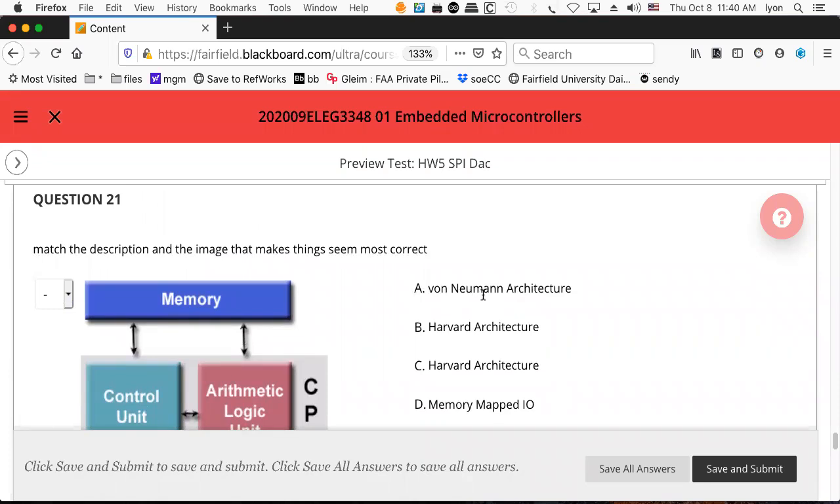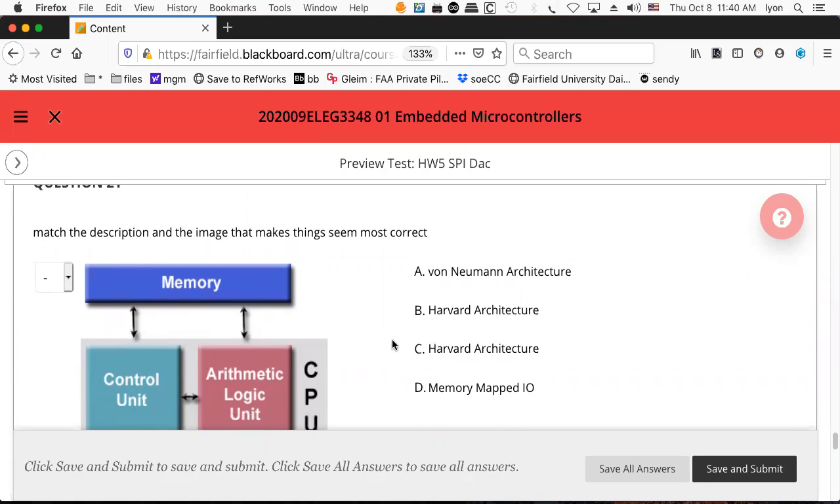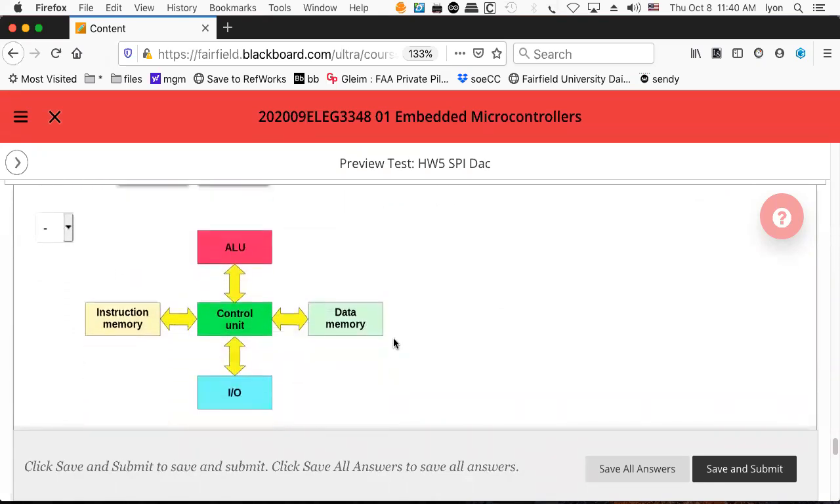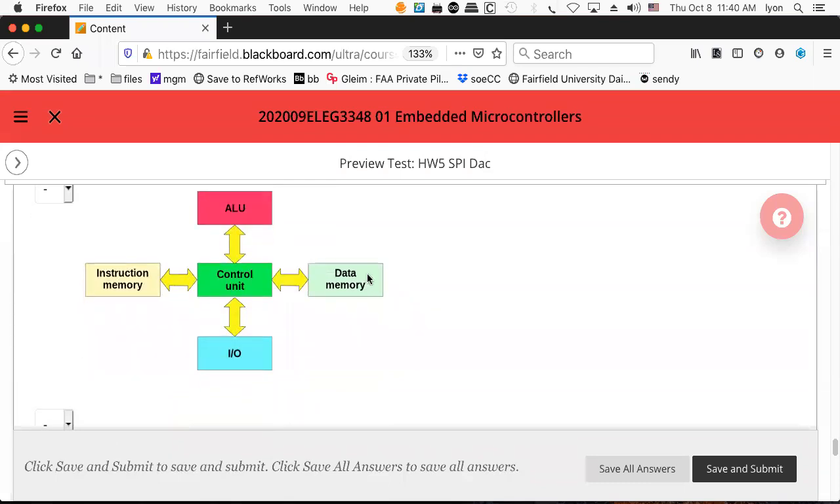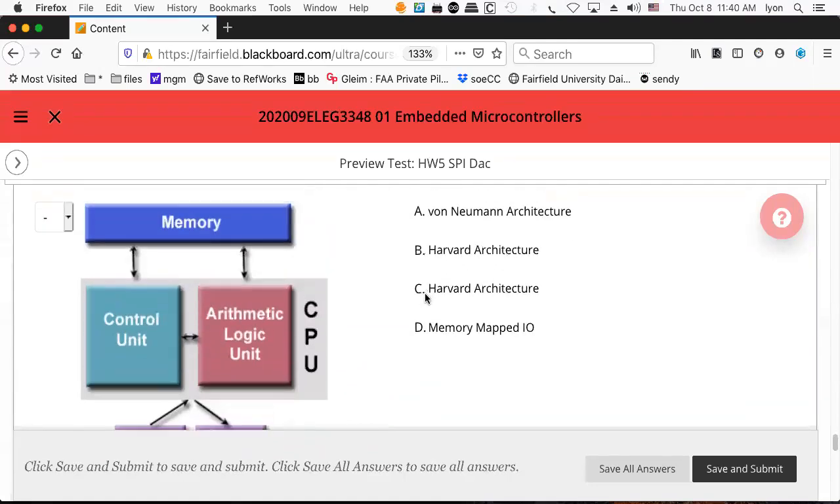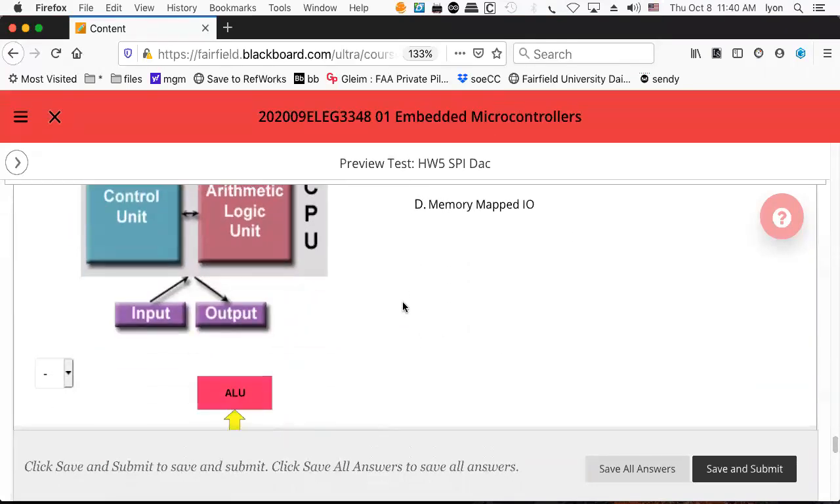A is von Neumann architecture. B is Harvard architecture. C is Harvard architecture. And D is memory mapped IO. Okay. So what do we know about Harvard architecture? We know that memory for data is separate from memory for the program. And it looks like if you have instruction memory and data memory, that's kind of like Arduino architecture. So that's Harvard architecture. Why are there two Harvard architectures? Yeah, there are two Harvard architectures. I see that.